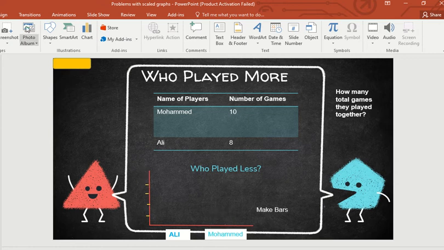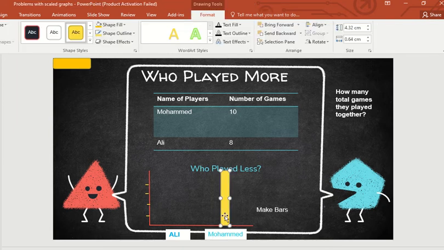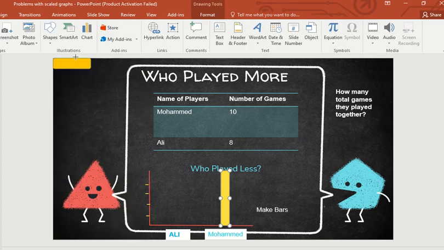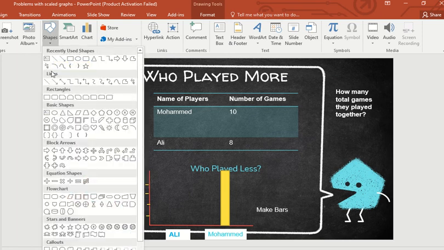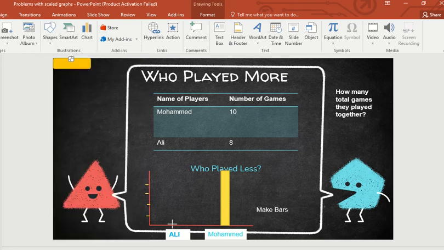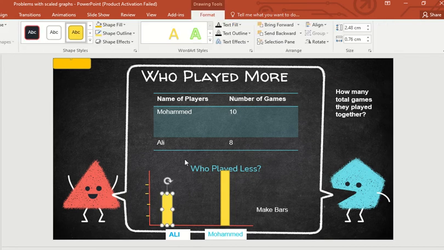And then you can draw bars to represent your data. This is, for example, 2, 4, 6, 8, and this is 10. So I will draw 10 here and 8 for Ali. Here we will be checking which one has played more games. Here it has 8. So yes, good. Muhammad has played more and Ali has played less.